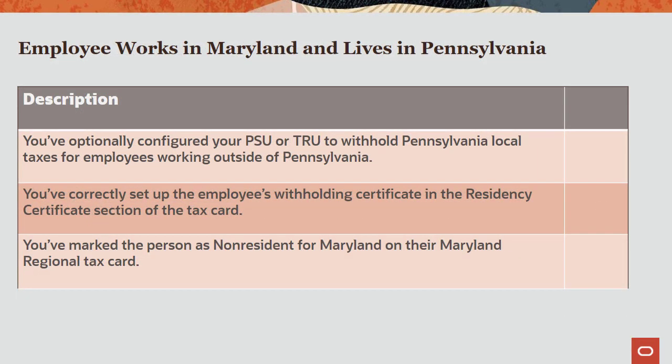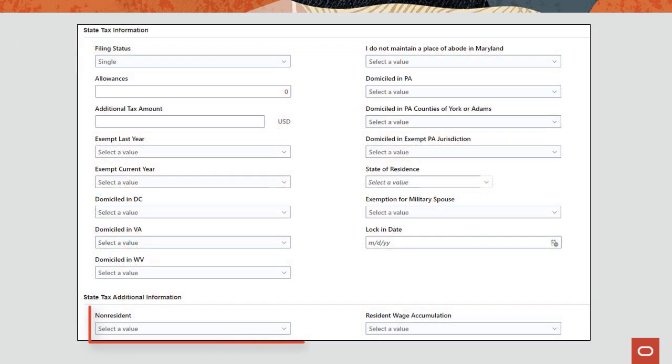When an employee works in Maryland and lives in Pennsylvania, the payroll calculation will appropriately withhold Maryland local taxes unless the employee lives in York or Adams counties or lives in a local Pennsylvania jurisdiction that doesn't impose earnings or income tax on Maryland residents. Pennsylvania residents aren't subject to Maryland state taxes. Consider the following. You've optionally configured your PSU or TRU to withhold Pennsylvania local taxes for employees working outside of Pennsylvania. You've correctly set up the employee's withholding certificate in the residency certificate section of the tax card. You've marked the person as non-resident for Maryland on their Maryland regional tax card.